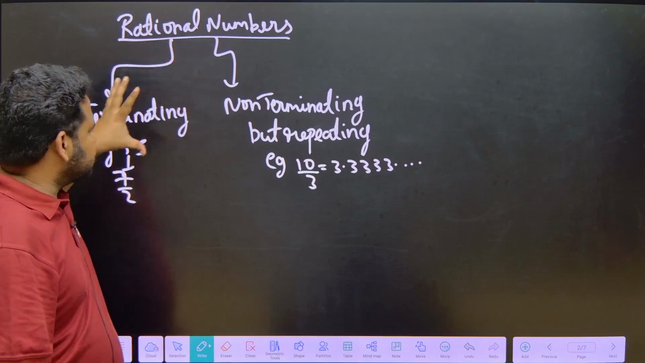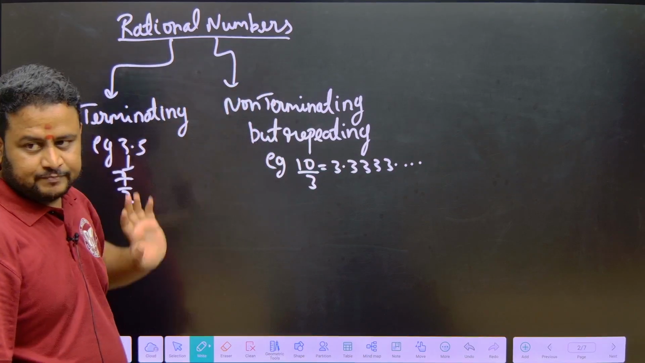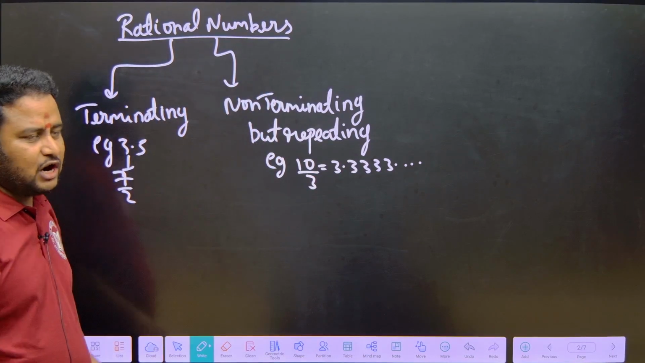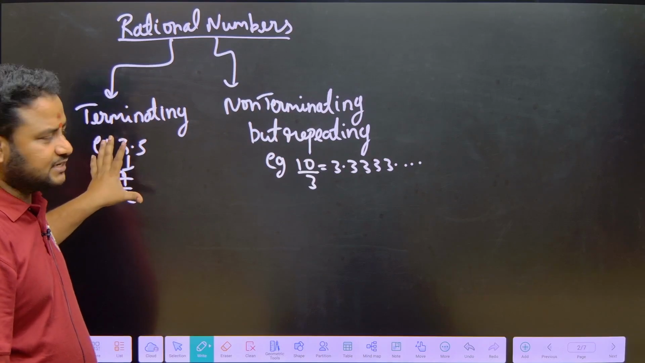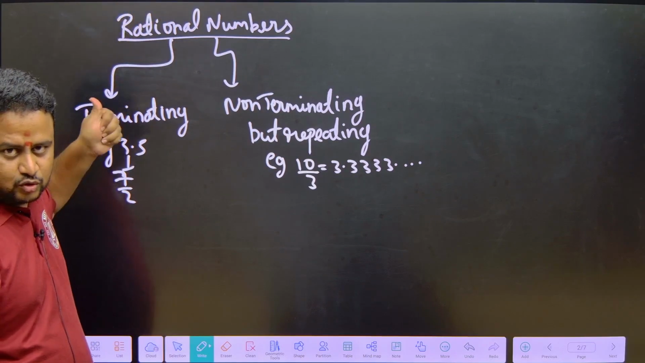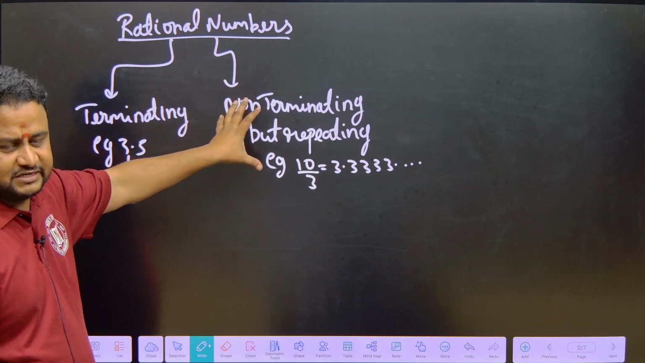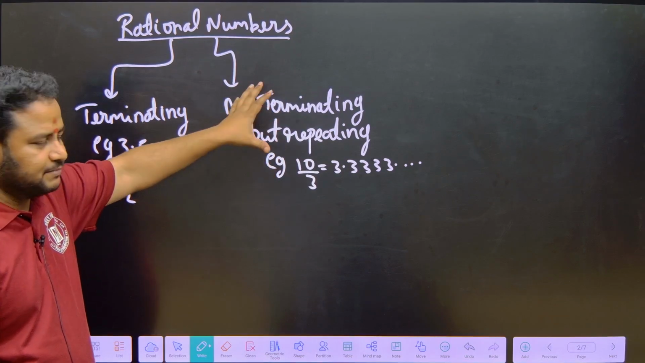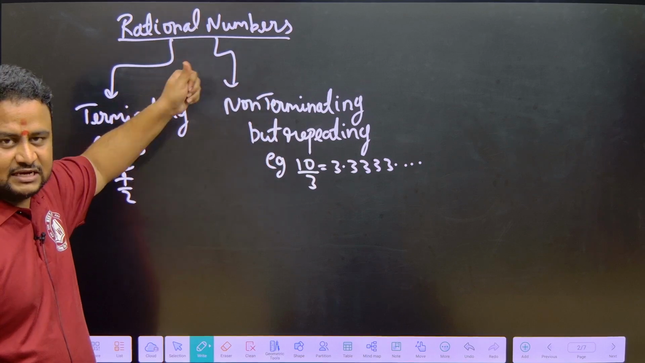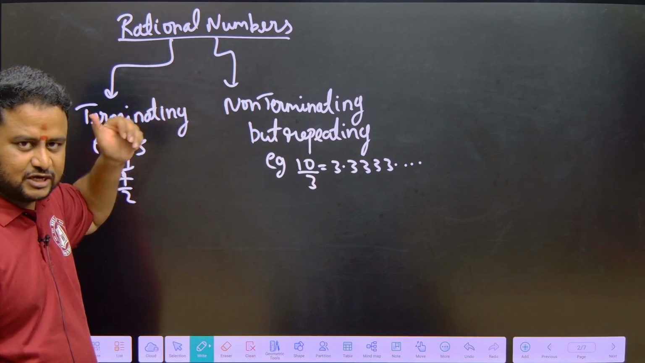So rational numbers have two properties, terminating and non-terminating. So here you have to understand one thing. All terminating numbers are rational numbers. True or false? Yes, absolutely it is true. All repeating or non-terminating numbers, repeating and non-terminating numbers, are rational numbers. Yes, absolutely it is true.